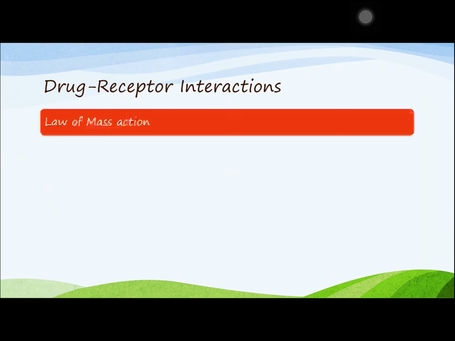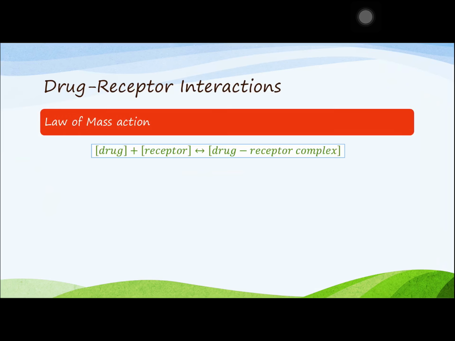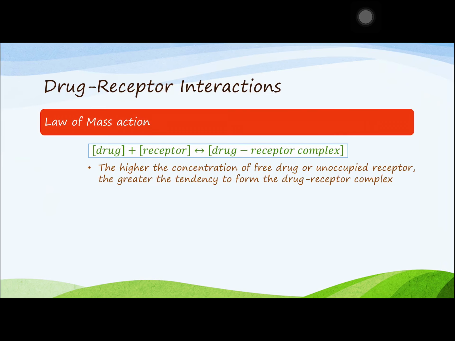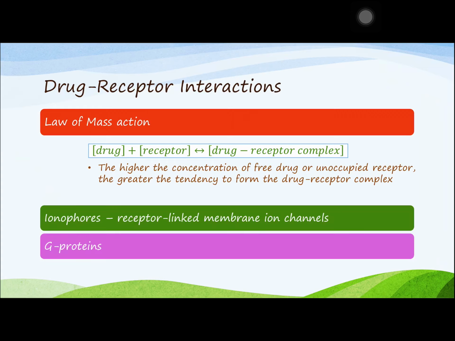Drug receptor interactions are governed by the law of mass action shown in this equation. The higher the concentration of a drug or its unoccupied receptor, the greater the tendency to form drug receptor complexes. Participants for this binding are mediated by ionophores and G proteins. Ionophores are receptor-linked membrane ion channels. This too results in changes in cellular function, which ultimately result in transduction of signals and production of modified cellular behavior.